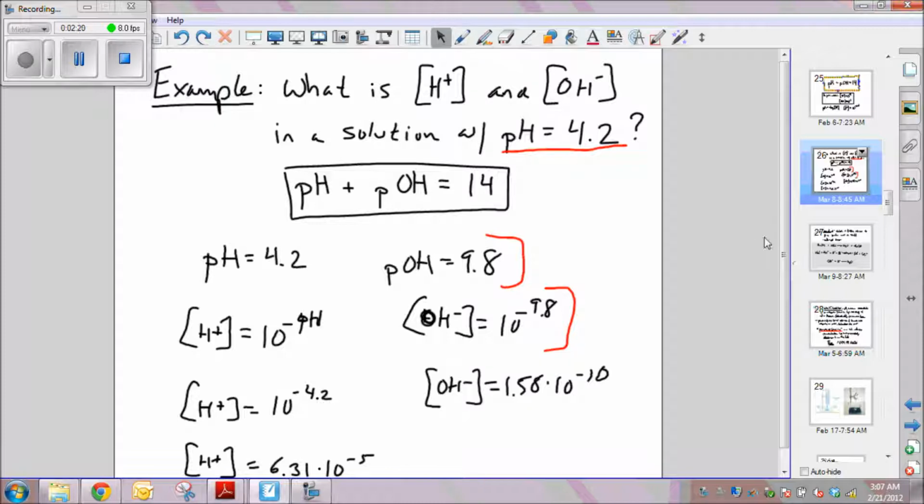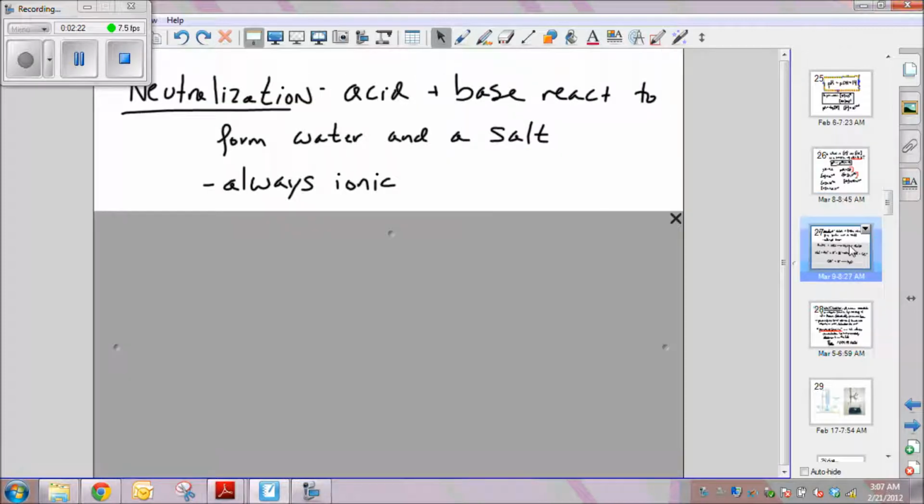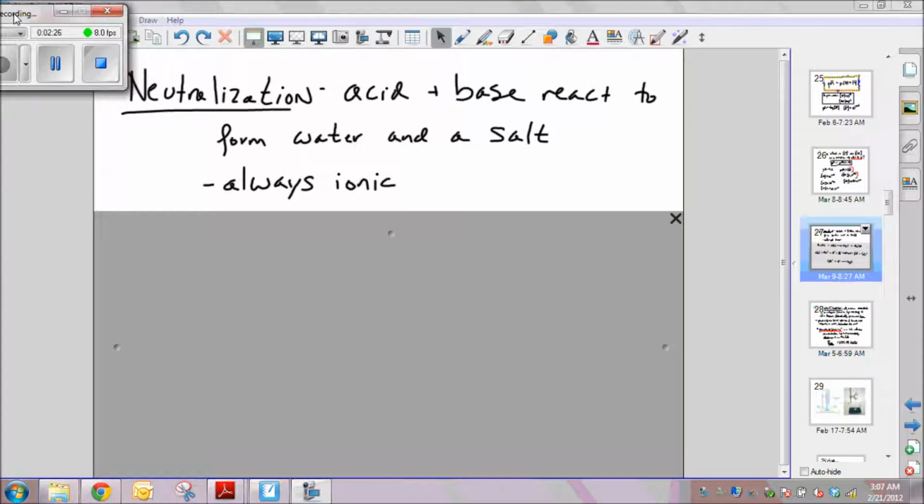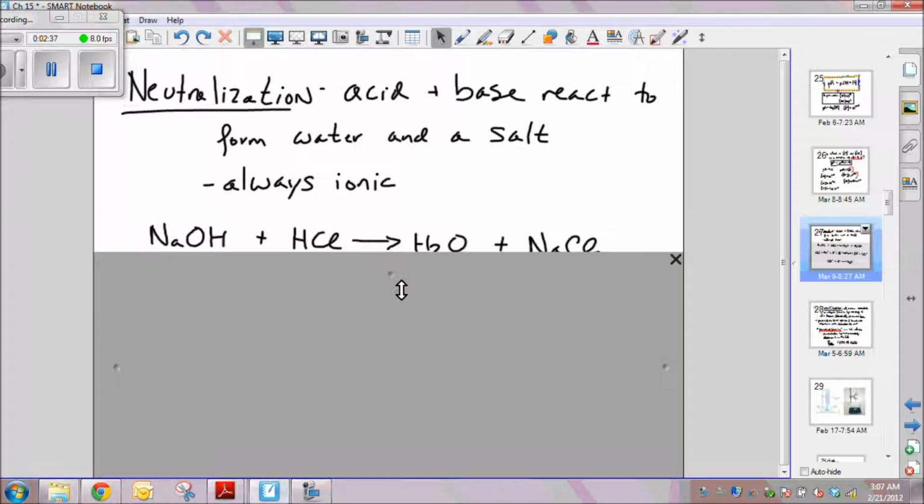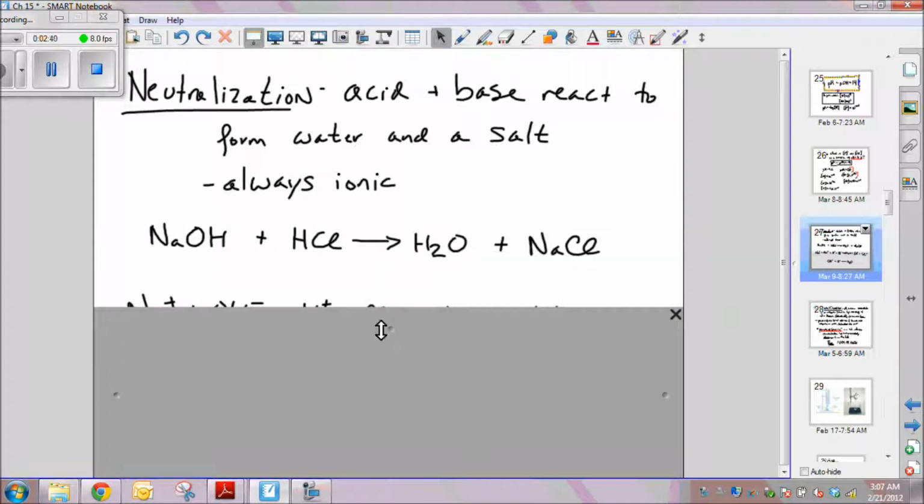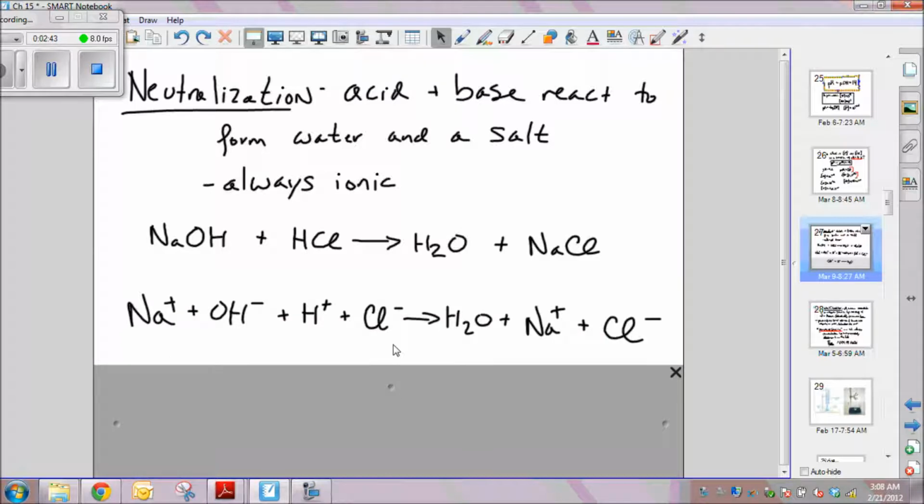Pretty straightforward. So this is all heading us toward a quick section on neutralization, where we will use titration to analyze the molar concentration of an unknown compared to a known. Remember, neutralization is an acid and a base reacting to form water and a salt. It's always ionic. And you remember from an ionic expression, you have a total ionic equation. The total ionic equation is shown here for the neutralization of sodium hydroxide and hydrochloric acid. Of course, you always produce water and a salt. Water is not ionic. Everything else is ionic and dissolved in aqueous solutions.